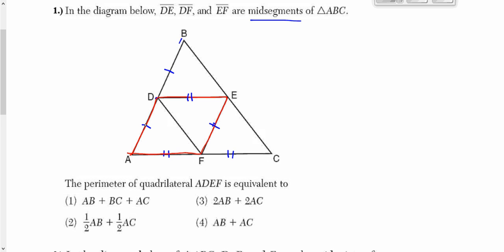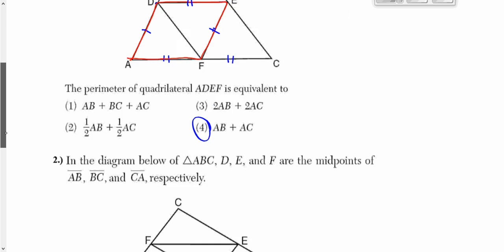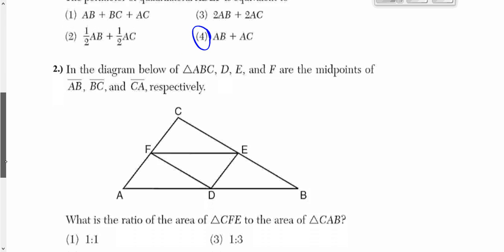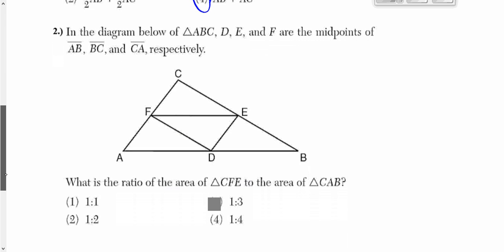So what choice? Oh, wait, so it's 3. But wait. It's definitely two. I'm still saying two. Okay, it's not. Move on to number 2.